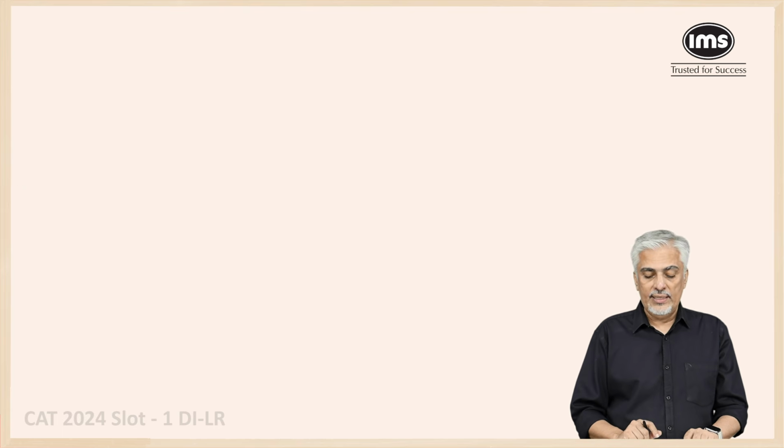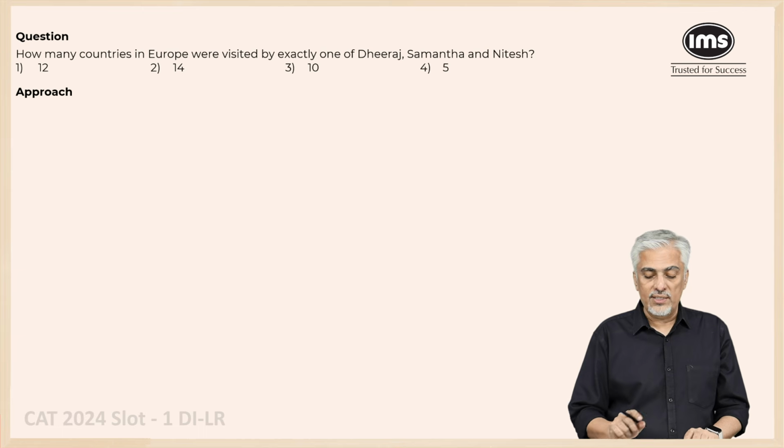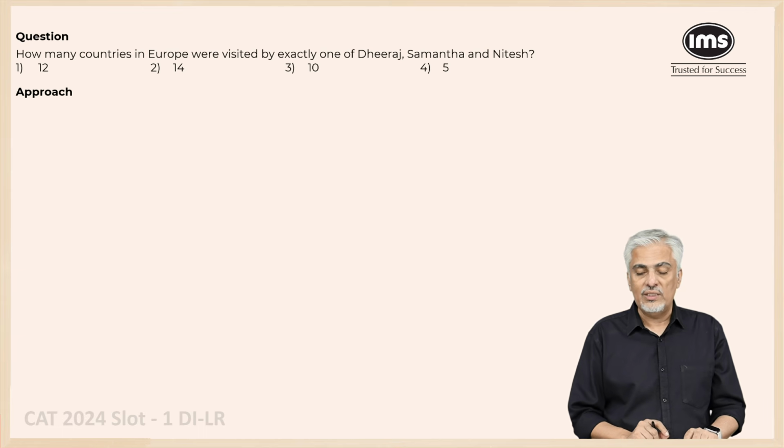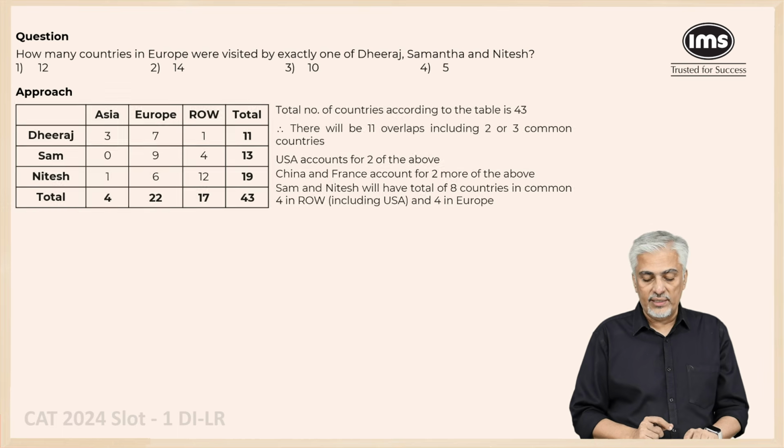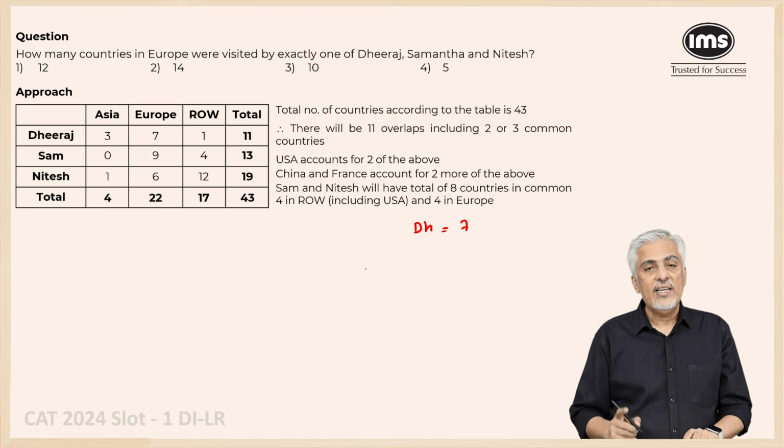Right? Next question. How many countries in Europe were visited by exactly one of Dheeraj, Samantha and Nitesh? That means by only Dheeraj, only Samantha and only Nitesh. Now, for Dheeraj, if I count, Dheeraj out of the 7 countries has 1 country common with Samantha. So, only Dheeraj is 6. Samantha out of the 9 countries has 1 common with Dheeraj. So, that will go away.